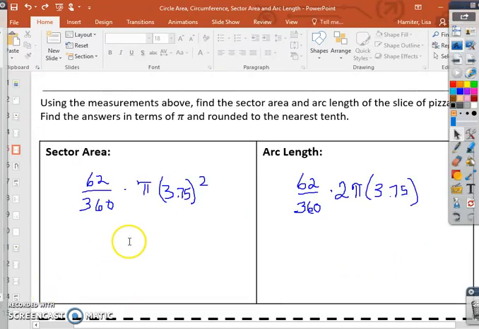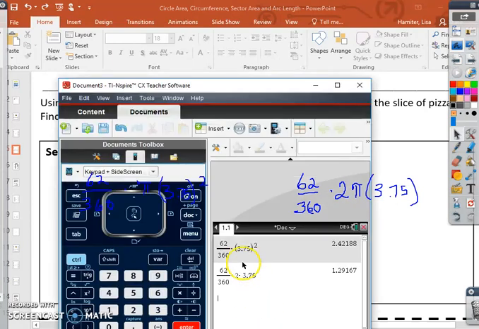So I have both sector area and arc length set up. Again, 62 divided by 360 times pi r squared, that's your area formula. And arc length would be 62 divided by 360 times 2 pi radius again, and that would give you your arc length. I've typed those into the calculator. Notice how I left off the pi.